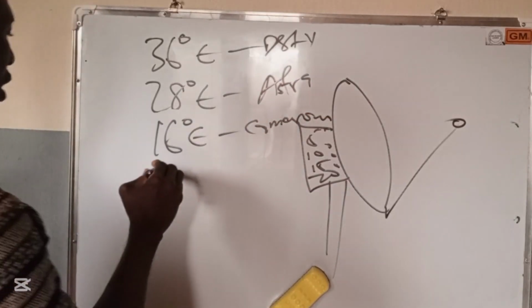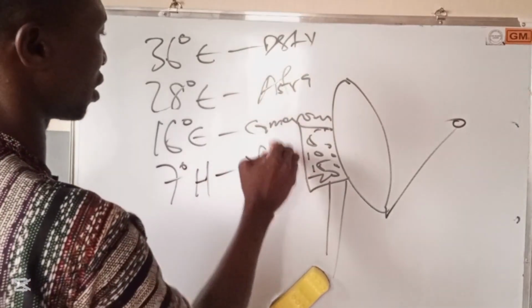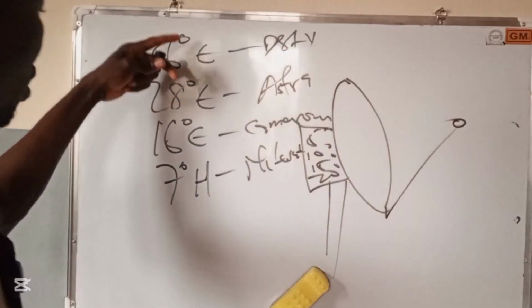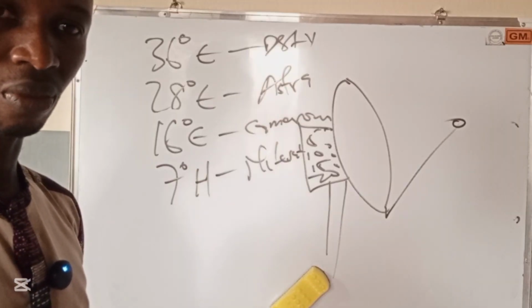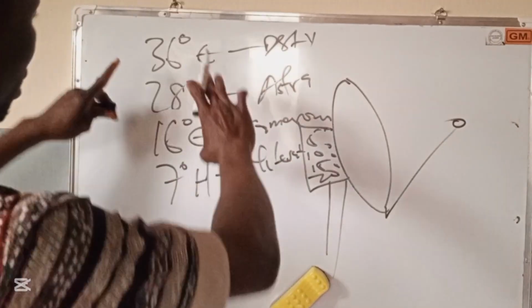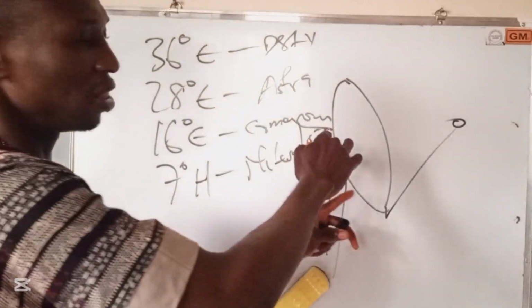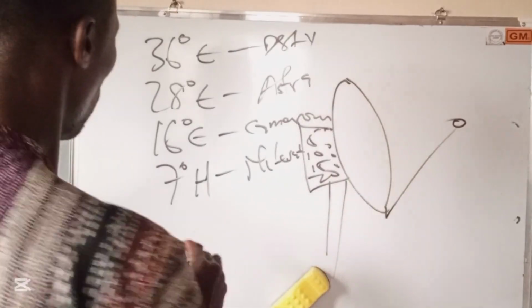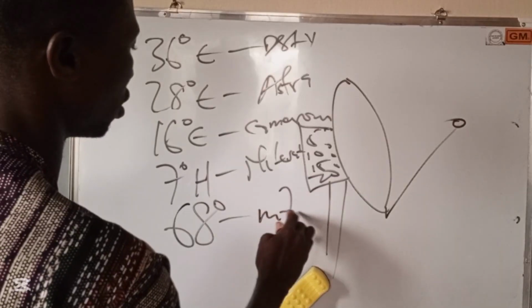We also have a satellite at 7 degrees west, which is NIGCOMSAT. So these are satellite longitudinal angles. But a lot of people confuse these longitudinal angles with angles on the back of the dish, which is wrong. Now when you look at this, we have a satellite at 68 degrees, which is the Intelsat 20.